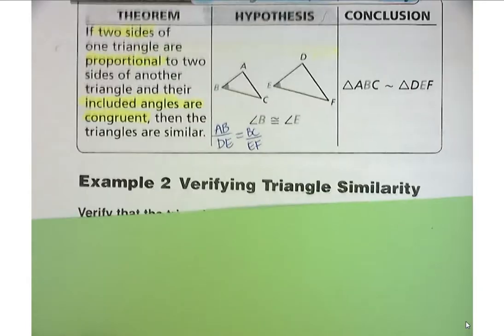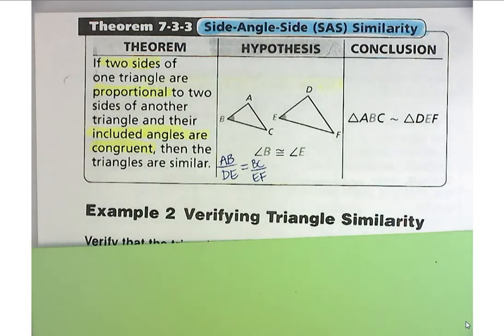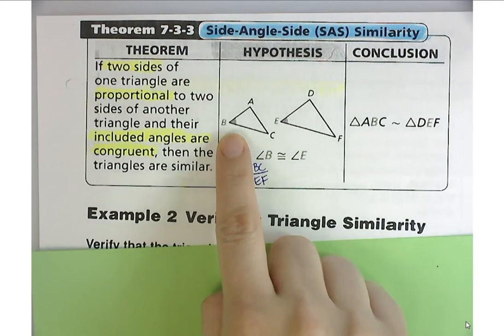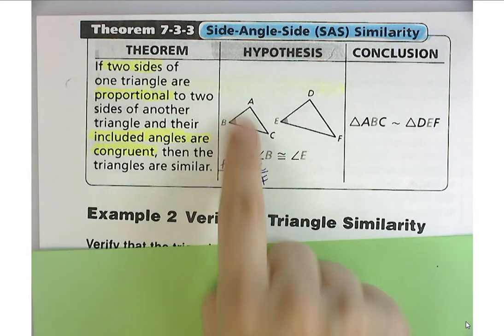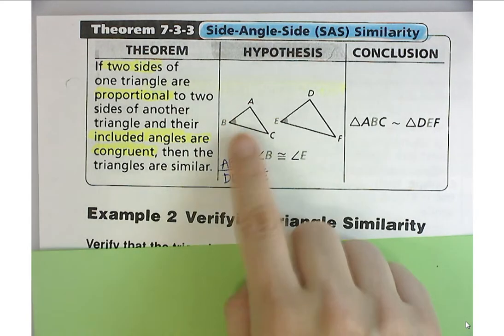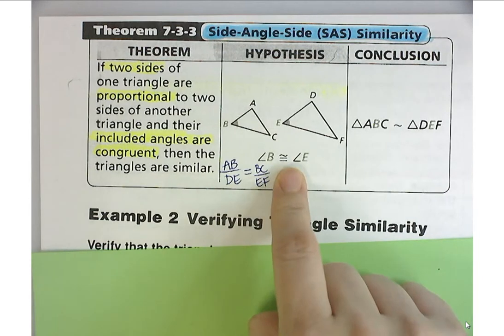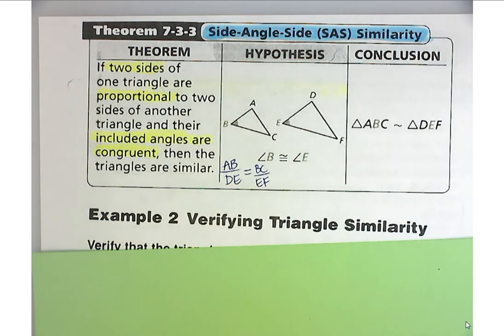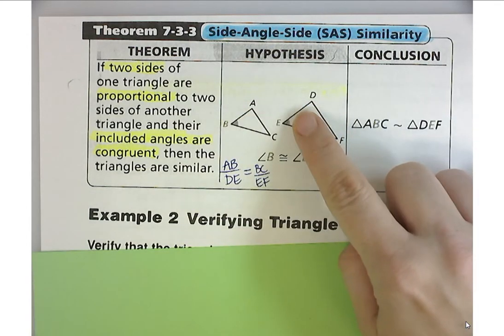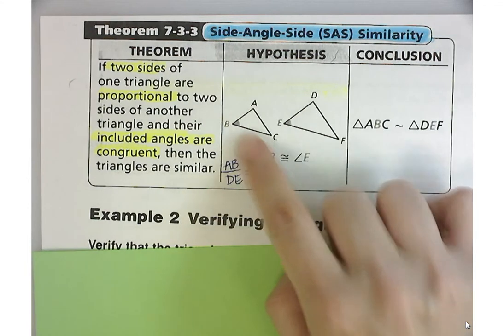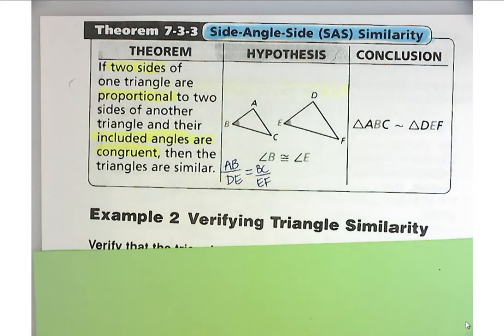Okay, before we get into that, we're going to do the side-angle-side. Remember when you have the side-angle-side, you always have to have the angle in between the two sides. So in this case, the angles in between are congruent, and the sides it's in between are proportional. So AB over DE would be equal to BC over EF. Again, the angle has to be included.